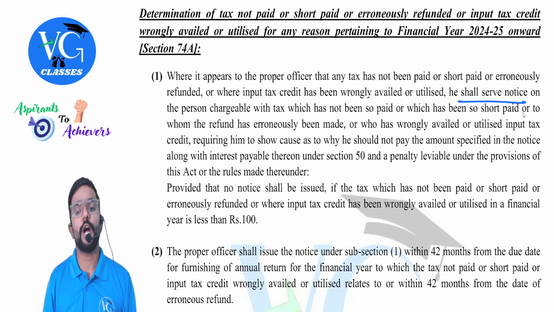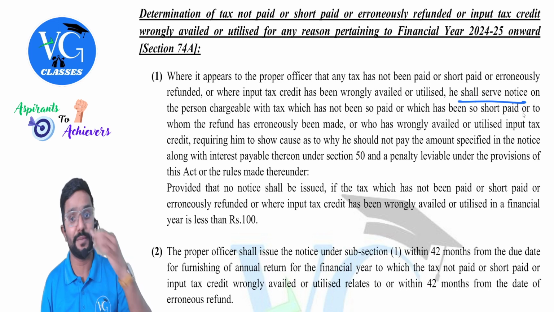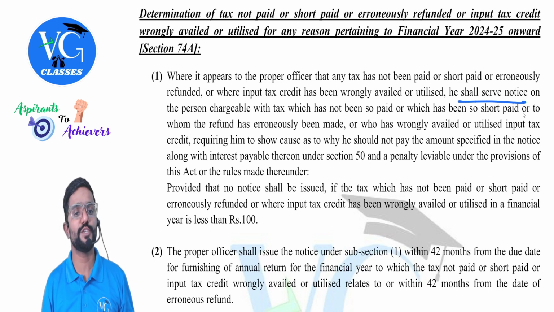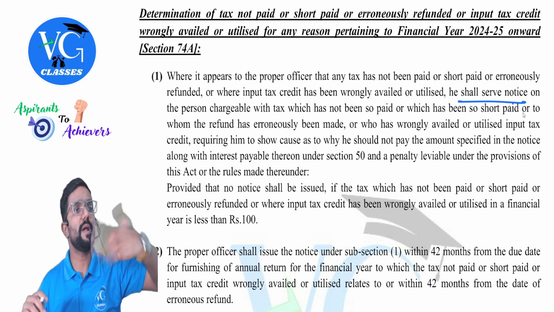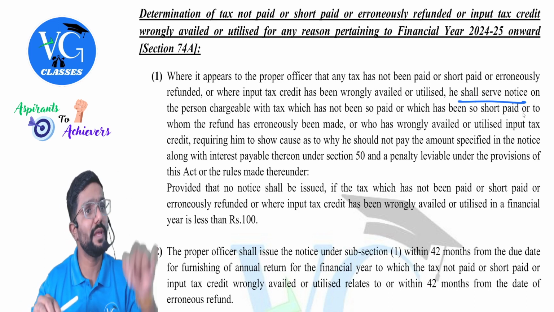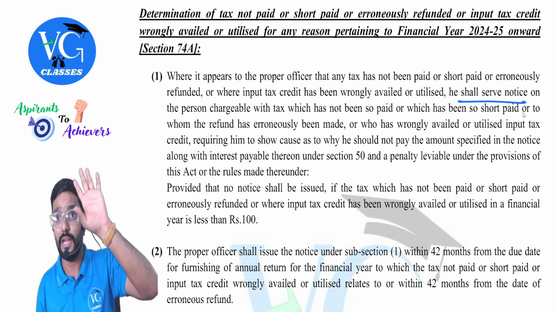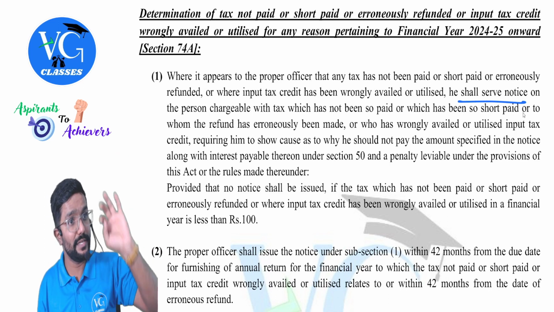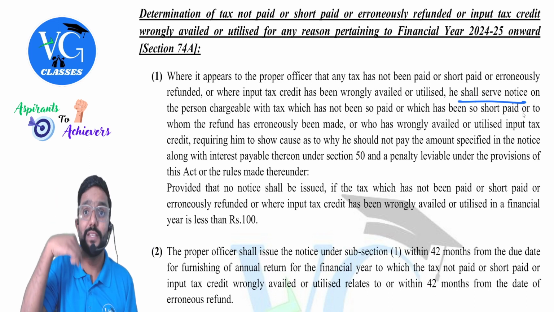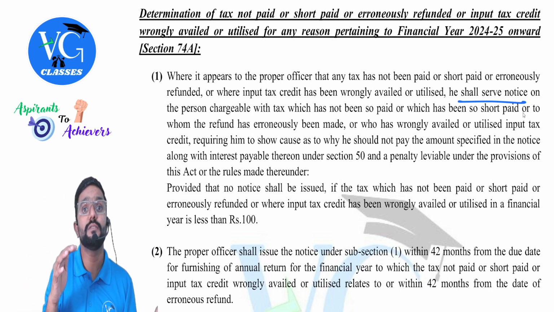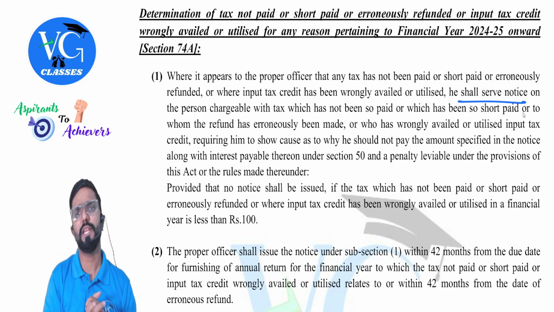As to why he should not pay the amount specified in the notice along with interest payable thereon under section 50, which is 18%, and a penalty leviable under the provisions of this Act or rules made thereunder. Means by giving notice, the proper officer will tell, why should you not pay this? He is giving a notice, disclosing the amount, interest, plus if penalty is also applicable, telling you should pay this much. Now, the registered person has to reply to this notice telling, sir, why should I not pay this? Clear? Yes, means he has to explain himself.